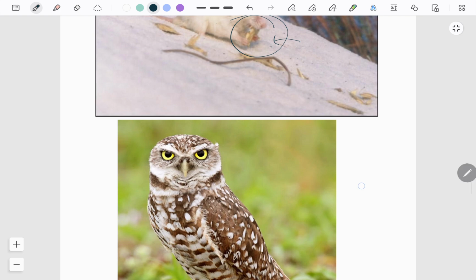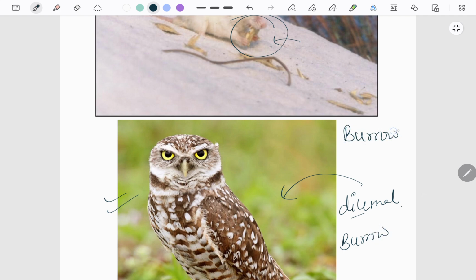And its predators, for example, this burrowing owl who lives in Florida. Unlike its other friends like the normal owl, who are nocturnal and live on trees, this owl does not live on trees. This makes burrows. This is diurnal, meaning it is active in the daytime, and it makes burrows. So this is a burrowing owl living in Florida.